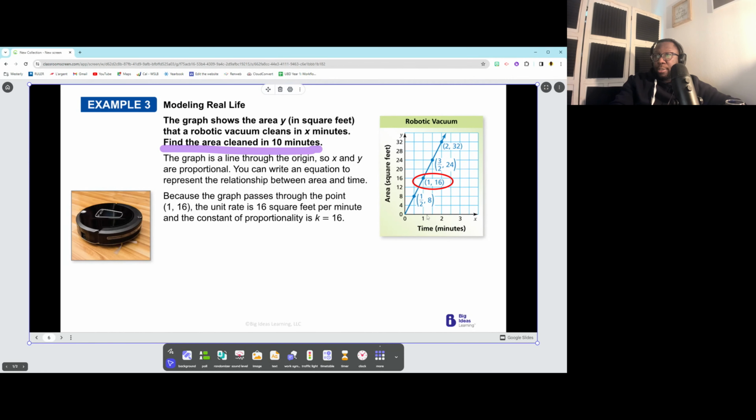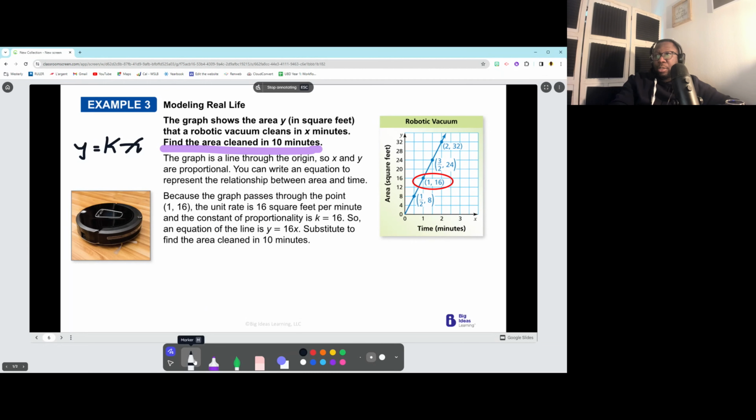So if we go to 1, 16, which is this point here, whatever the y coordinate is when the x coordinate is equal to 1, that's going to be our constant of proportionality. And the equation for that is going to look like this. y, which is our outcome, the number of square feet in area, is going to be equal to the constant of proportionality, which is represented by k, times x. And we see here that k is equal to 16. That is, y equals kx, where y is our area, k is the constant of proportionality, and x is the number of minutes.